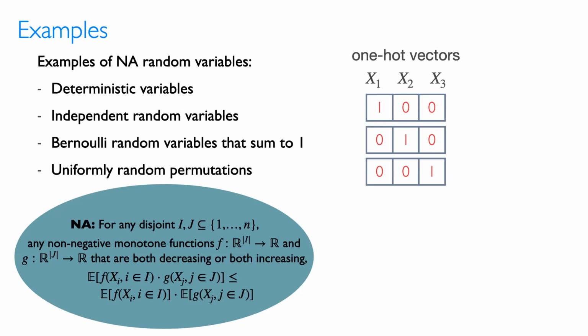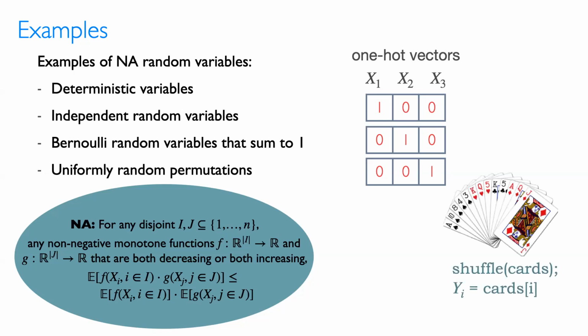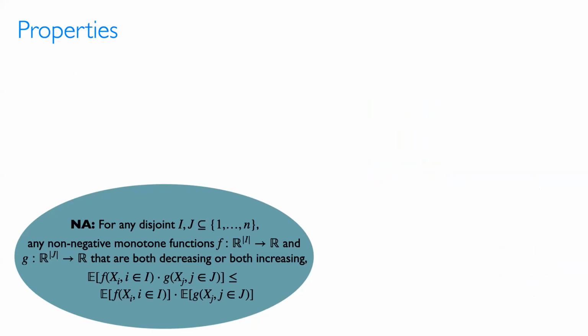Uniformly random permutations also have this property. So things like shuffling cards and so on have this property. Okay? So it's a quite widespread concept that we have for some basic building block that we may want to use.